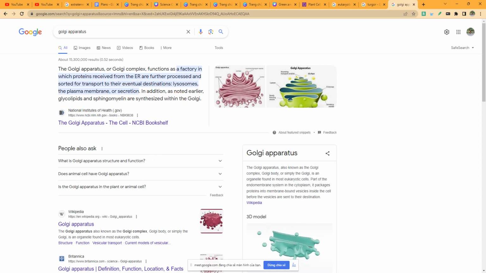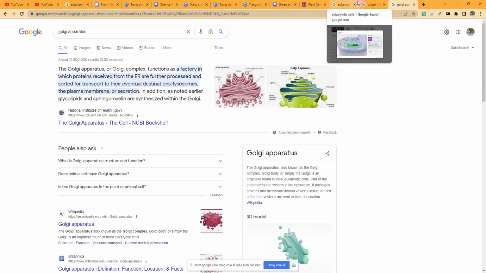So that's that. You basically just need to memorize that the Golgi apparatus is responsible for processing and categorizing proteins received from other organelles. So yeah, that's the Golgi apparatus.